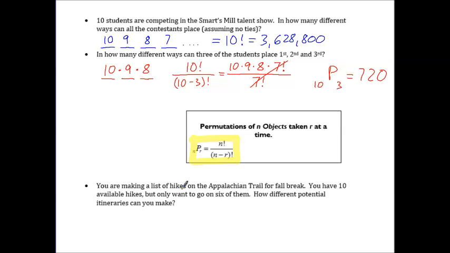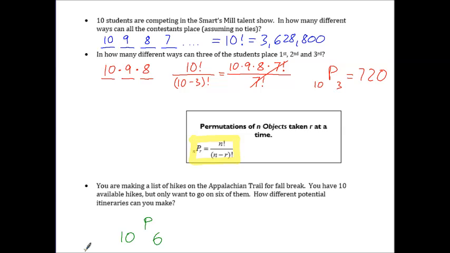You're making a list of possible hikes on the Appalachian Trail for fall break. You have 10 available hikes, but only want to go on 6 of them. How many different potential itineraries can you make? Itineraries, so how many different schedules can you make of going on 6 of those 10 hikes? Well, we have 10 possibilities, and we want how many permutations of 6 elements out of those 10?